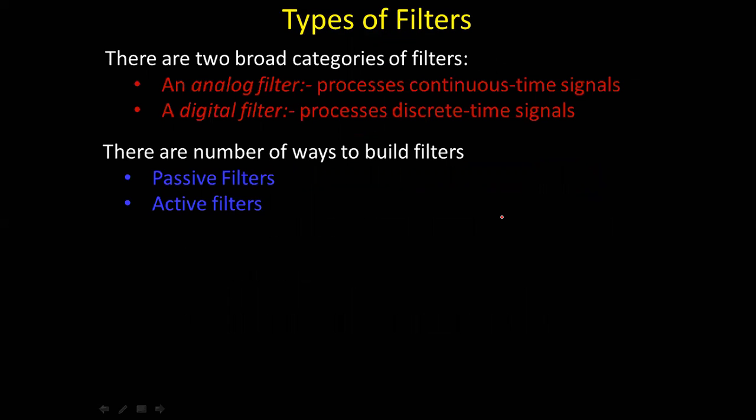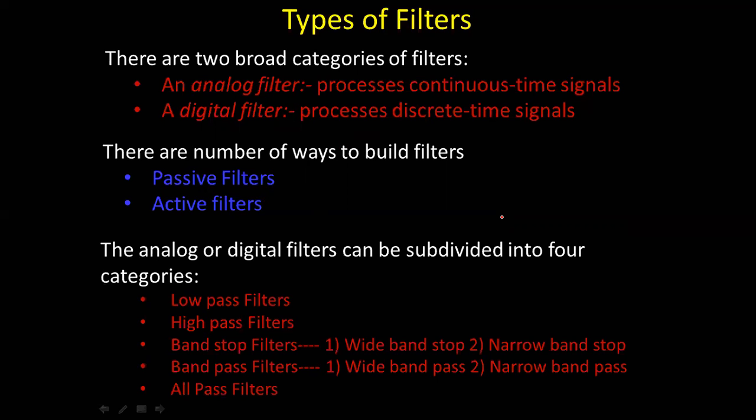There are a number of ways to build filters. There are two ways: one is the passive filter and one is the active filter. In these two categories, passive and active, there are subcategories called low pass filter, high pass filter, and band stop filter. In band stop filter, there are also two categories: wide band stop and narrow band stop. Again, band pass filter has wide band pass and narrow band pass.